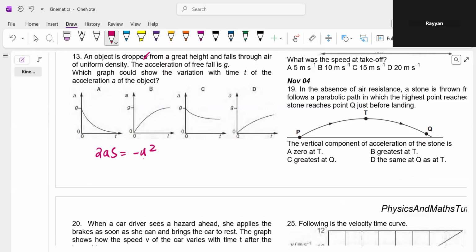Now you need to know the s. When you need to know s, this equation will become minus u square over 2a. Clear? I did it a bit differently, though. But this is the correct way.